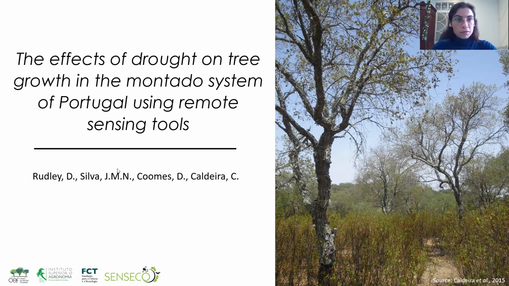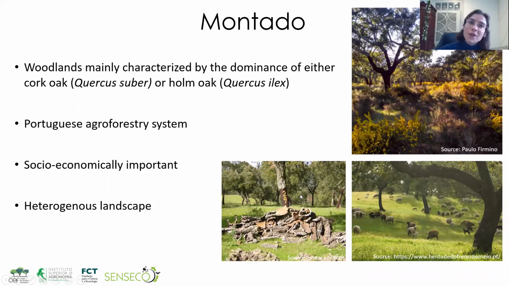The montado is a Portuguese woodland that is mainly characterized by the dominance of either cork oak or holm oak. And specifically, the montados are an agroforestry system that is experienced with a high level of land use and modifications.